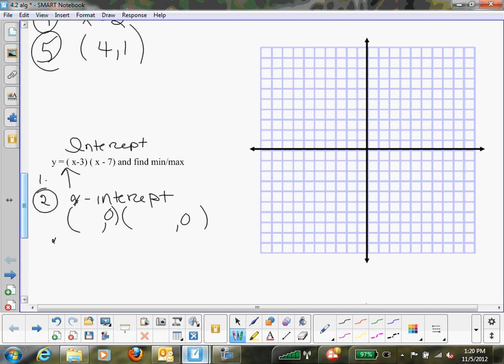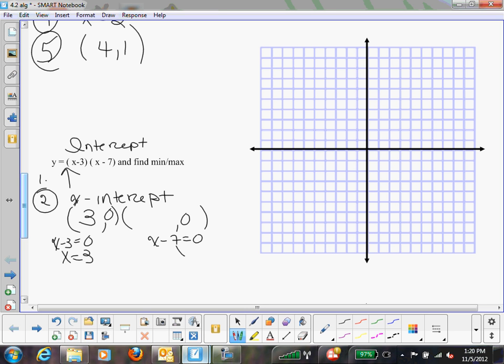So you're going to set x minus 3, which is a factor, equal to 0. So x is going to equal 3, right? What's my other one going to be? Because you're going to set x minus 7, which is a factor, equal to 0. So x is equal to 7. So look, I have (3, 0) and (7, 0).